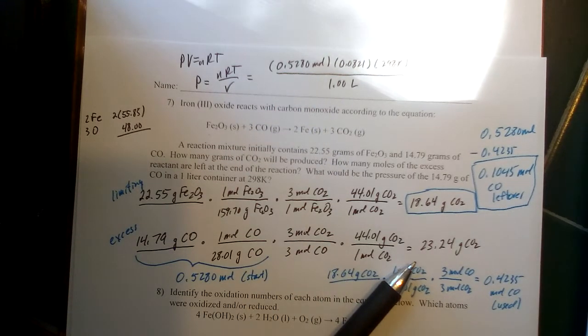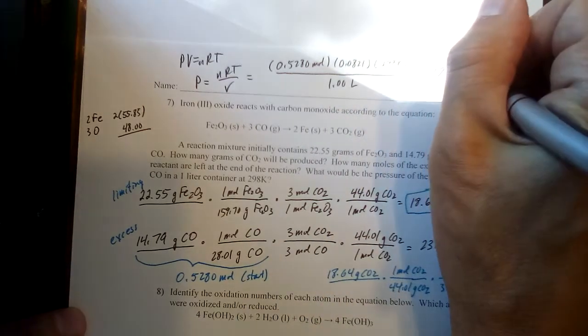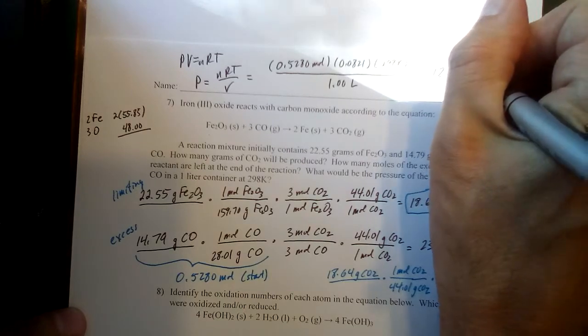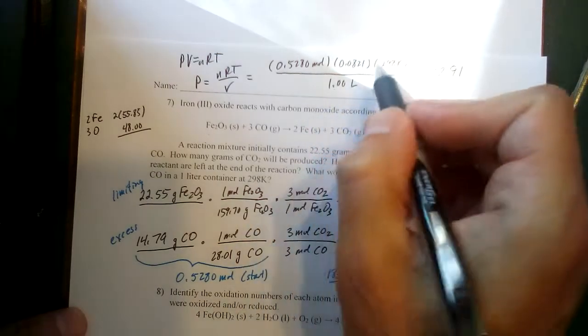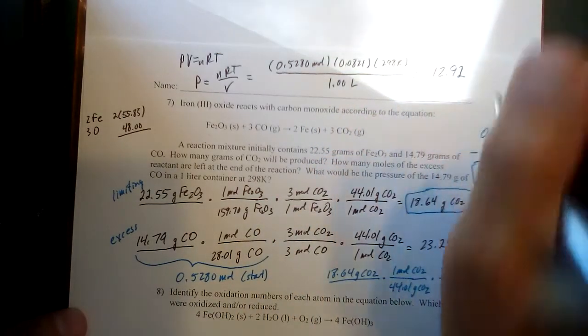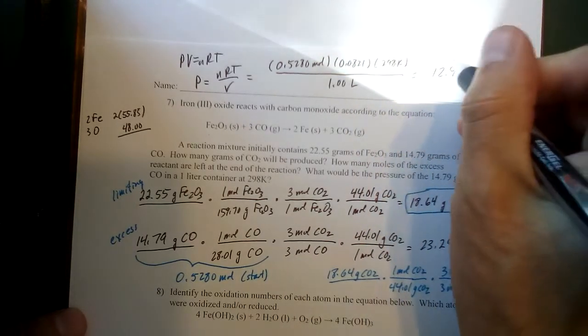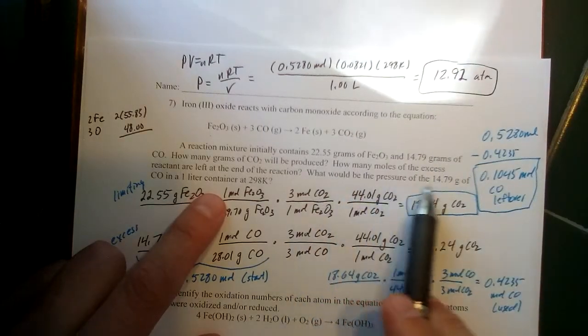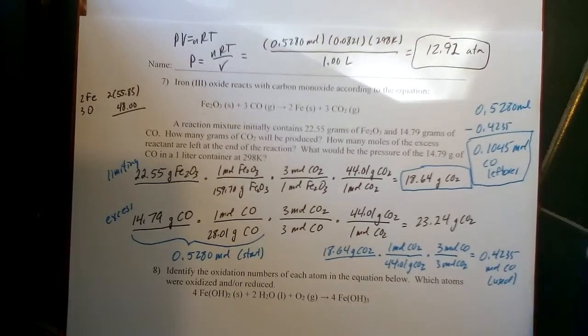So 0.5280 times 0.0821 times 298, and then we don't need to divide by 1. That would be 12.91. So we'll stick with 4 sig figs from our quantity of moles there and assume that these others are exact. And that would actually round up to 12.92 atmospheres, since that is the pressure. So that would be the final answer there. What would be the pressure of that original sample if it was in a 1 liter container at 298 Kelvin?